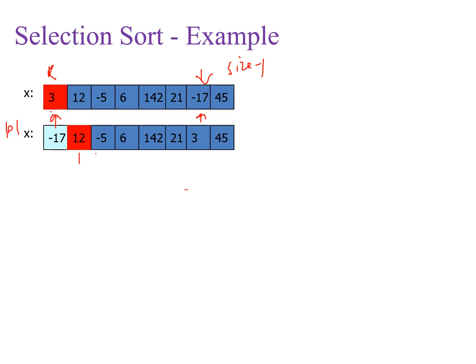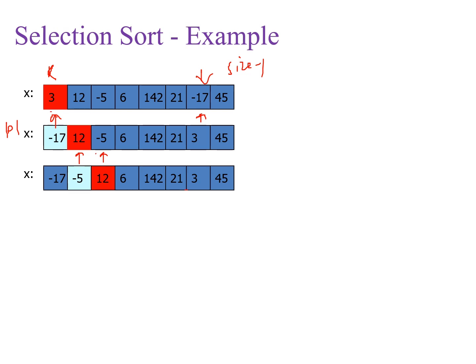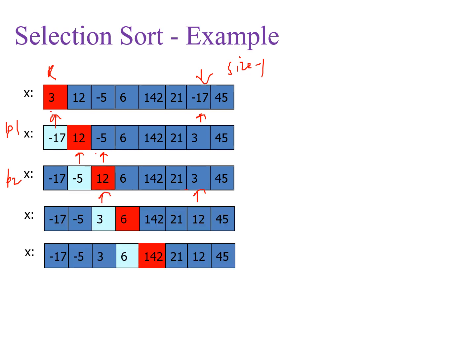Now 12 is present here. Now we will be searching for the next minimum element. You can see here -5 is the next minimum element, so these two values will be swapped in the second pass. So this one is pass 2, and it will go up to size -1, so size -1 minus k -1 times it will go. Now you will see the next minimum element. So this 3 and this particular value 12 will be swapped now in pass 3.